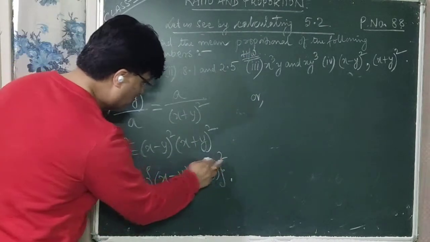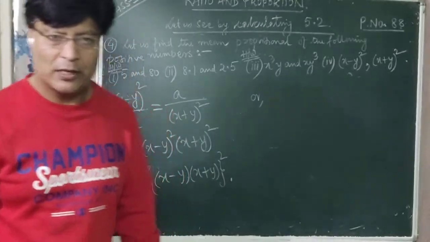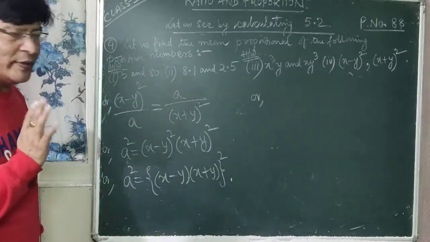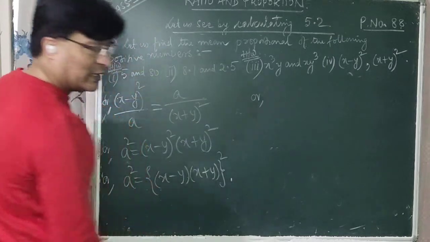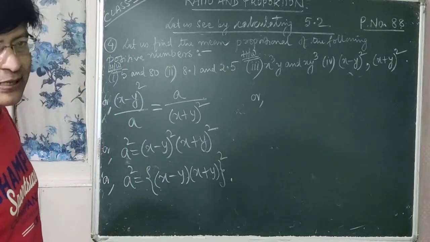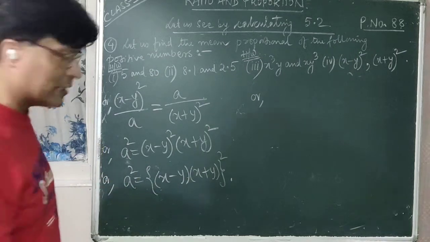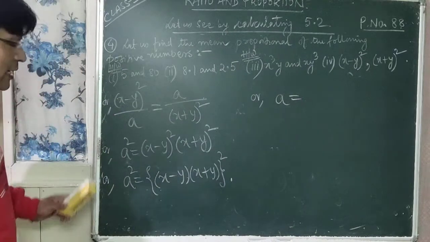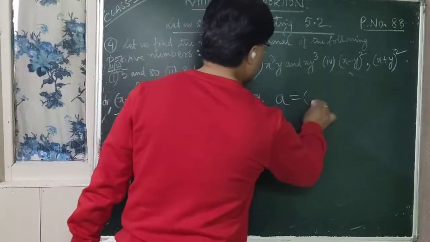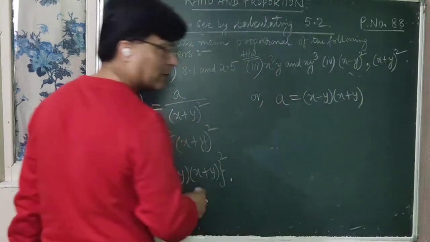So, if powers are equal, bases must be equal, isn't it? You know from laws of indices. In laws of indices, what do we know? If the powers are equal, bases must be equal. That means you don't have to write down those two powers on both LHS and RHS. That means what can you write? The bases are equal. That is, A is equal to x minus y into x plus y, right?